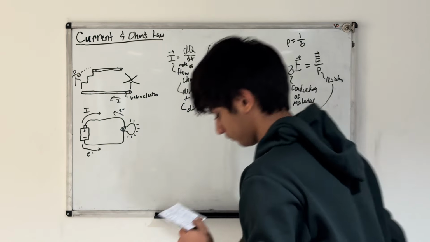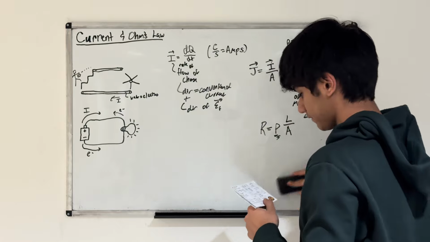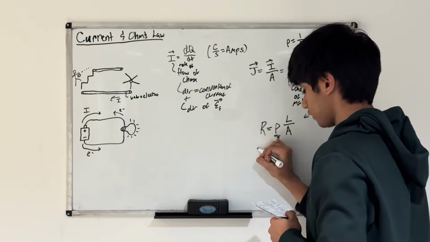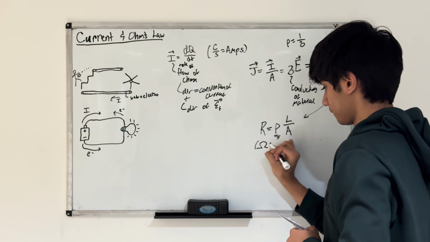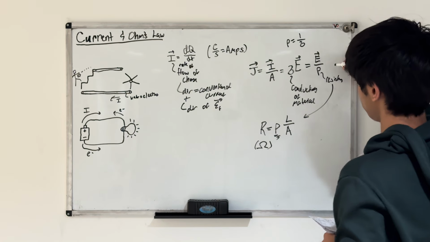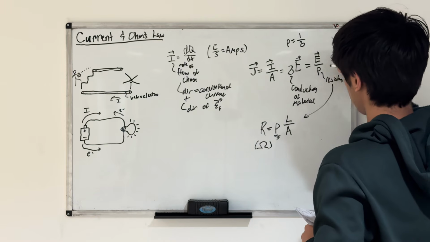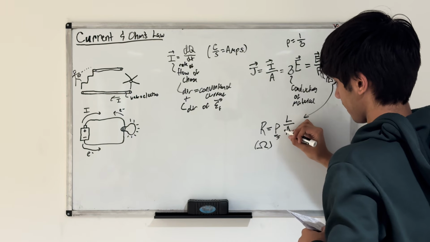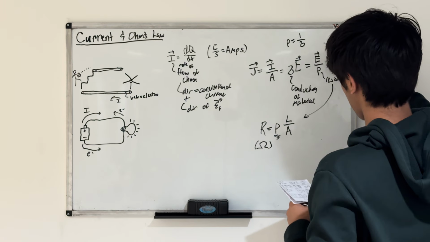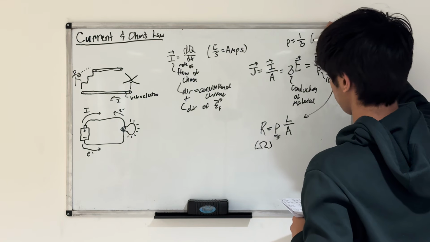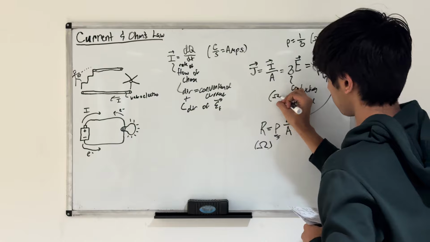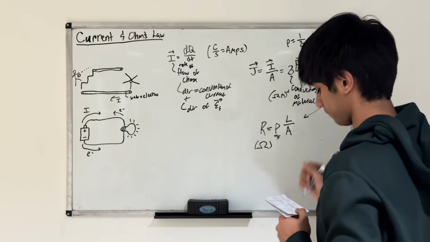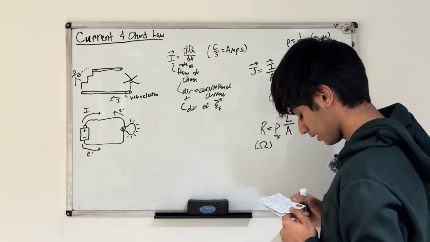Resistance is measured in ohms, and the symbol for ohms is omega. So our units for resistivity are going to be ohms times meters. And then conductivity is going to be ohm-meters to the power of -1.